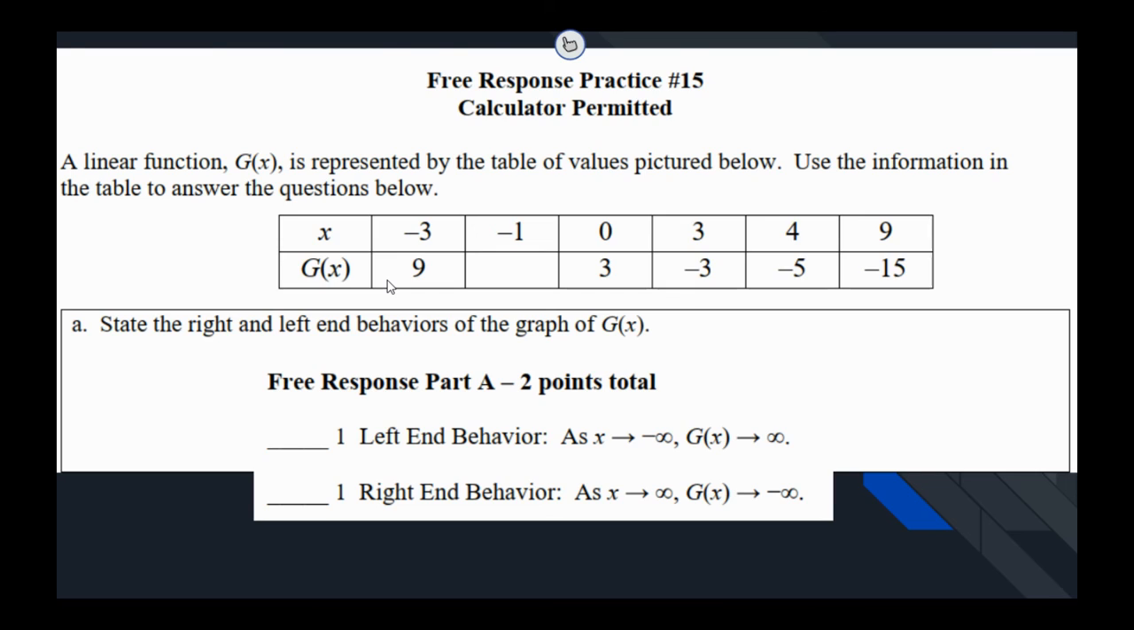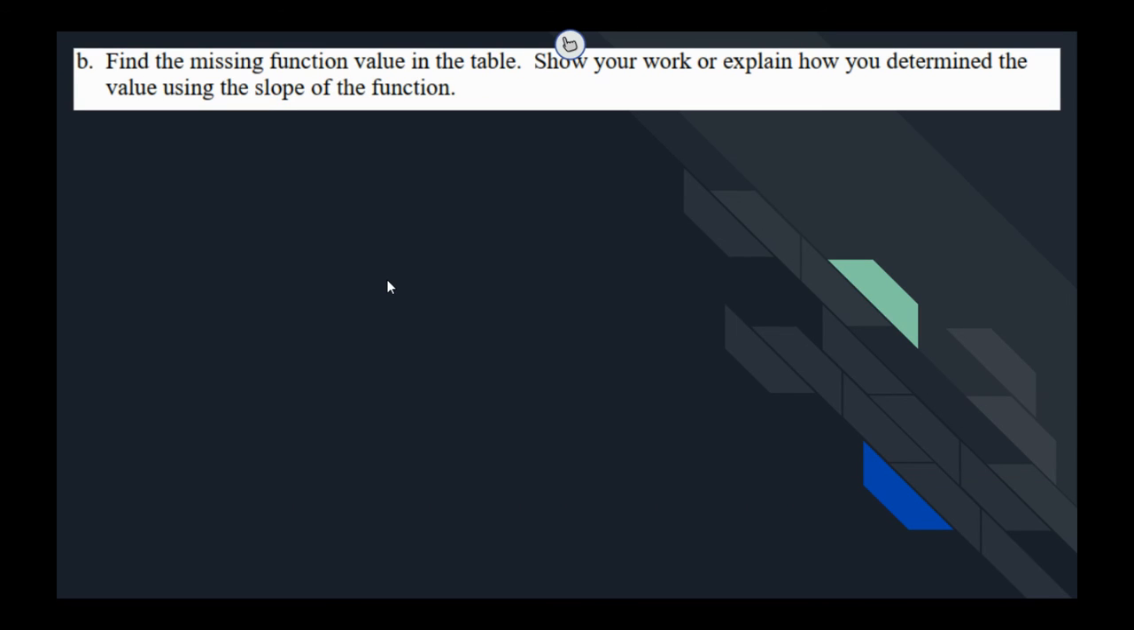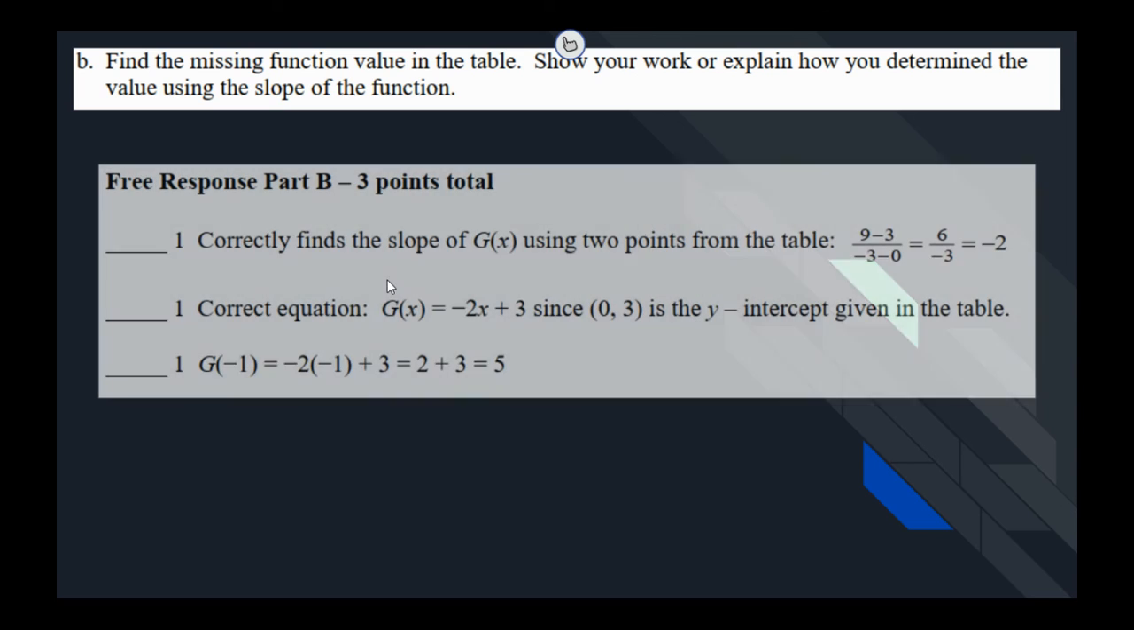Pretty straightforward. Part B, find the missing function value in the table. Show your work or explain how you determine that value using the slope of the function. So this was 3 points. You correctly find a slope of -2. You write the correct equation. And then you plug in -1 to get your missing value of 5.